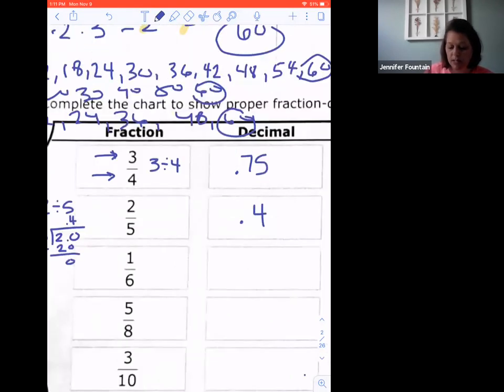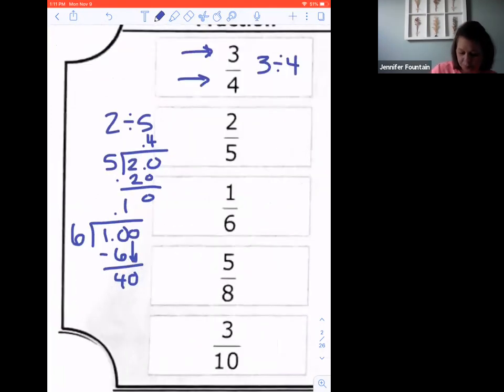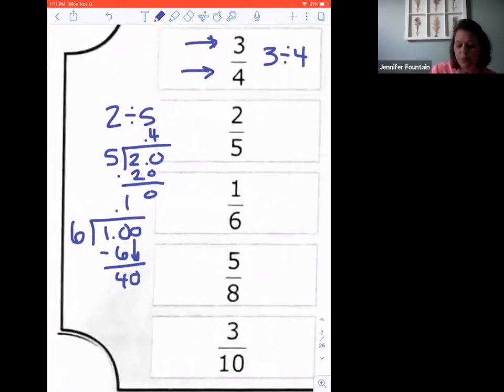Okay. Same thing with 1/6. If you did not have it memorized, you could do 6 into 1. It won't go, so I have to go ahead and put my decimal. And 6 will go into 10 one time. 1 times 6 is 6. I subtract and I've got a 4. I add a 0 and bring it down. 6 will go into 40. 6 times 6 is 36. I subtract and I've got a 4.